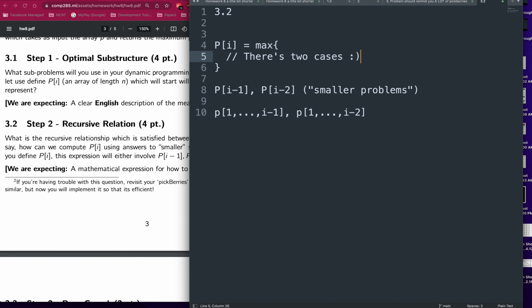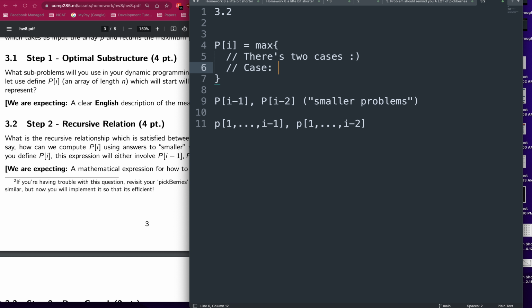Easy cases. Case 1, I build the ith house. You build it. So what does that mean? If I build the ith house, then I get the profit from the ith house, plus I cannot build the i-1 house. So I have to get the profit for everything up to the i-2 house, right?